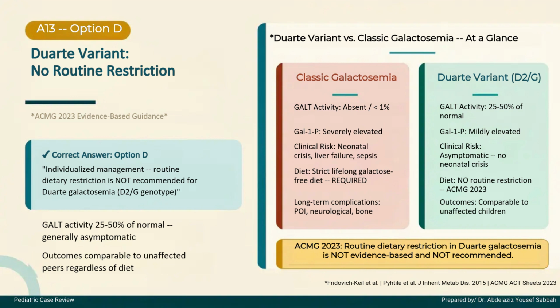Comparing it with the classic form, classic galactosemia has enzyme activity that is absent or below 1%, severely elevated galactose-1 phosphate, and a real risk of neonatal crisis, liver failure, and sepsis, so a strict lifelong galactose-free diet is required. Duarte galactosemia has only mildly elevated galactose-1 phosphate, is typically asymptomatic, and has outcomes comparable to unaffected children, so no routine restriction is needed.